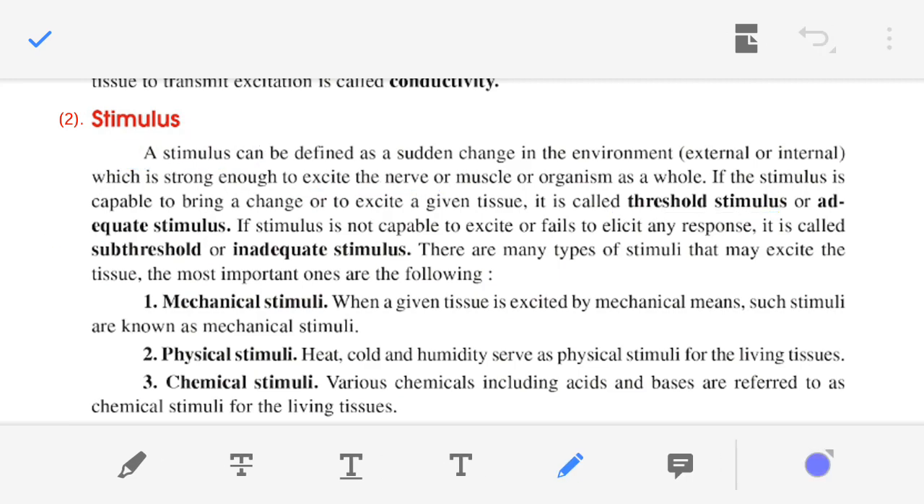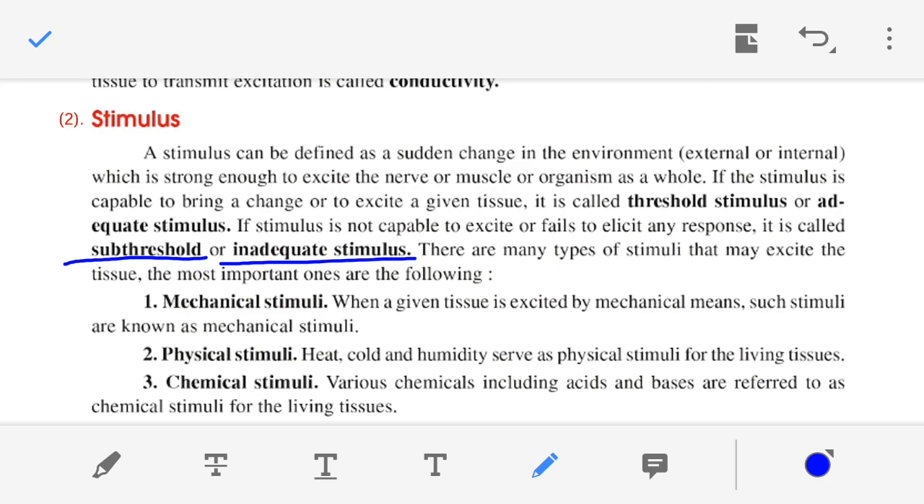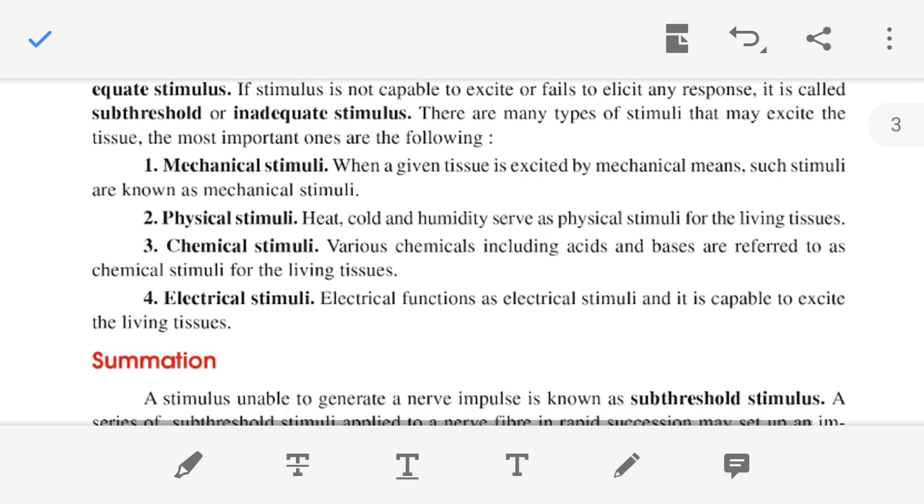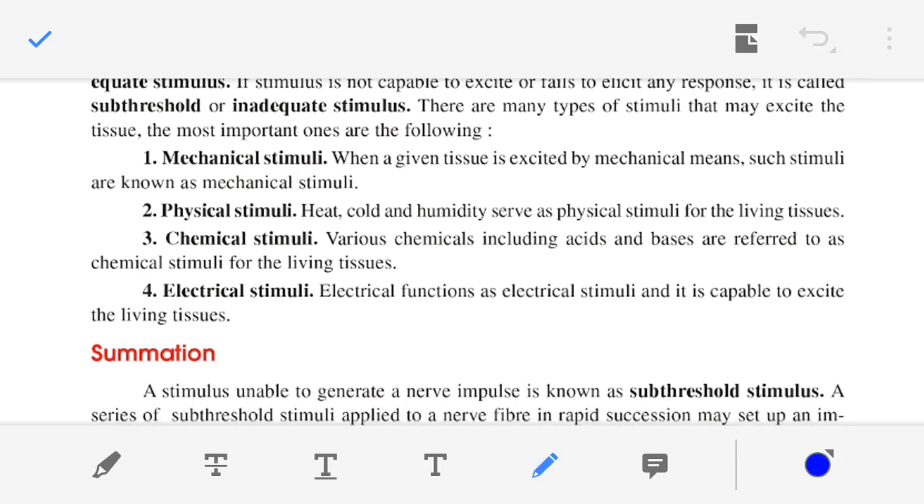And if the stimulus is not strong and is not exciting our nerves, or it is not generating the nerve impulse in our nerve, then we can say the stimulus is subthreshold, or the inadequate stimulus. Now we can classify stimulus into four categories. One is mechanical stimulus, second is physical stimulus, for example heat or cold or humidity; all these factors can be responsible for the generation of nerve impulse.